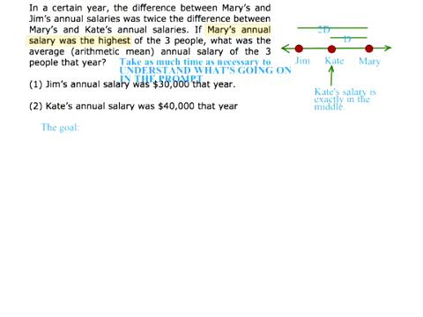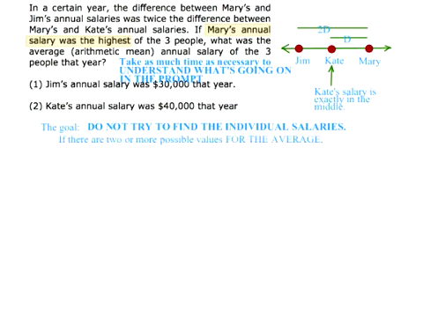So Alex, yeah. Do not try to find the individual salaries. If you try to find those, then you will fall into the trap that they are setting for you. You need to have focus here. If there are two or more possible values for the average, then not sufficient. If there is only one possible value for the average, then that's sufficient.